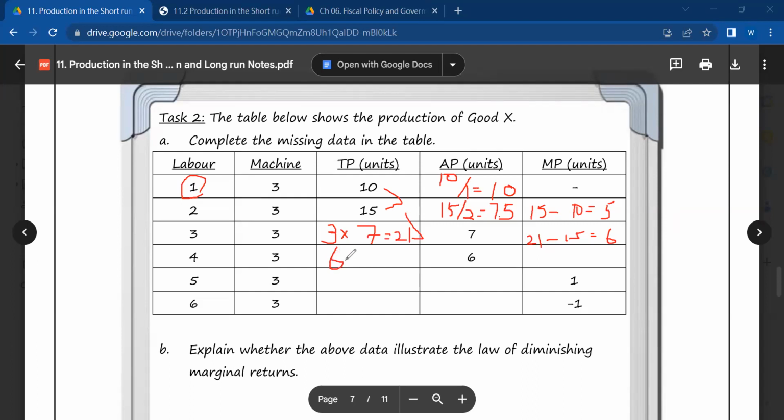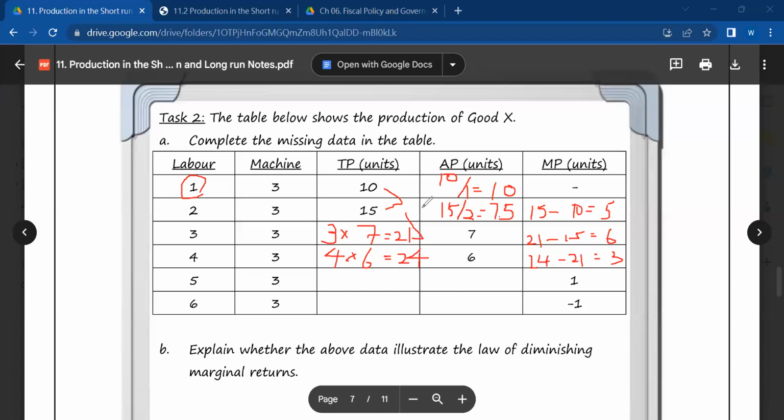Okay, 6 average. We have 4 neighbors. Each neighbor can produce 6 units. So the total product is 24 units. And for the marginal product, again, total product of the fourth neighbor minus the third neighbor. So the answer is 24 minus 21, so the answer is 3. Okay, thank you. See you.